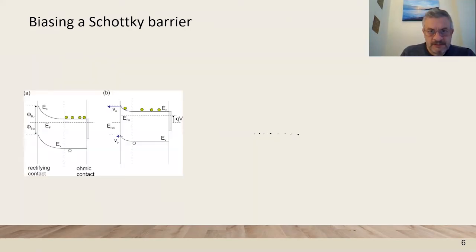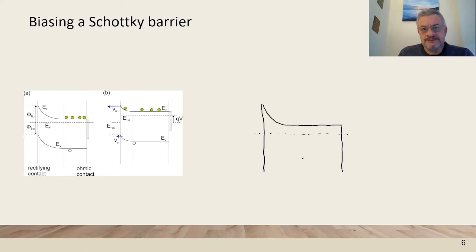So then this is the equilibrium distribution in a Schottky barrier where the voltage is zero, because there is no difference of the Fermi levels at the contacts.